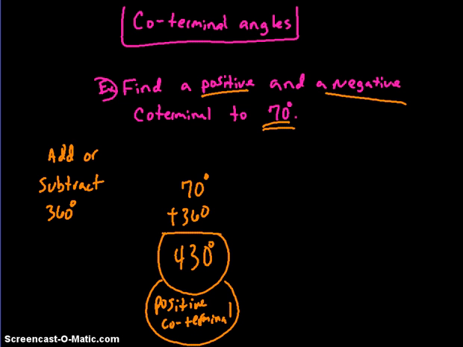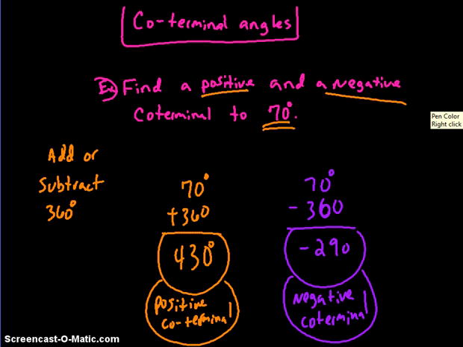If I want to find a negative coterminal, I would basically take 70 degrees, and I subtract 360 from it. So if I subtracted 360 from 70 degrees, you wind up having negative 290 degrees. So here we are, and we have a negative coterminal to the exact same angle. So that's a positive and a negative version of the exact same angle. So positive 70 is basically equivalent to 430 degrees or negative 290 degrees.